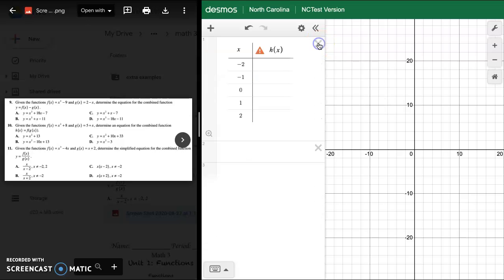So that's all I have for this tips and tricks. It should make function operations way, way easier.